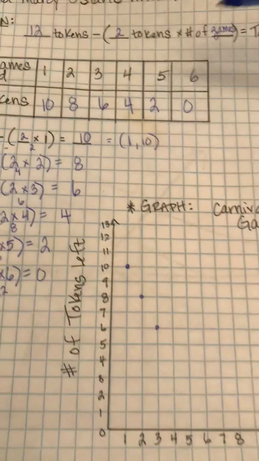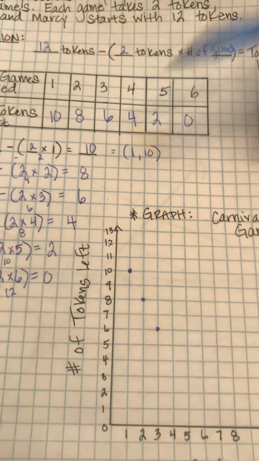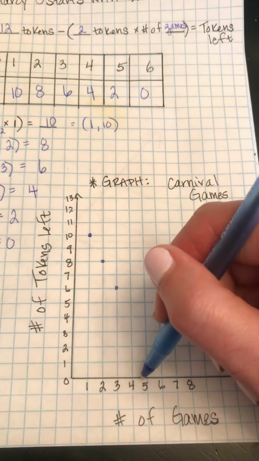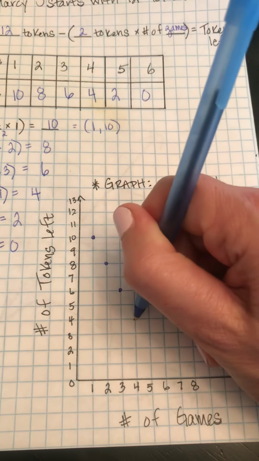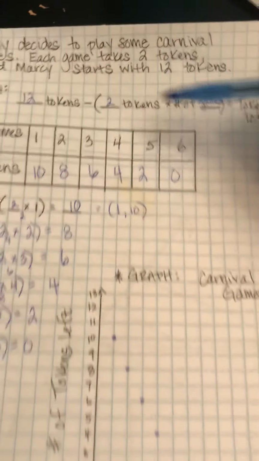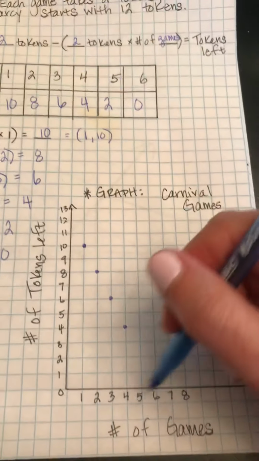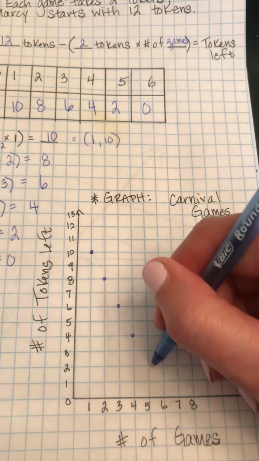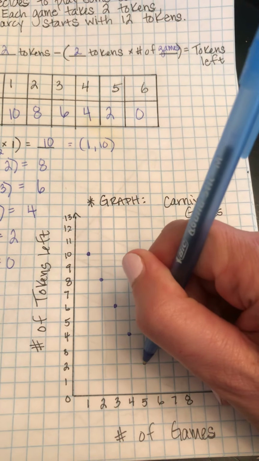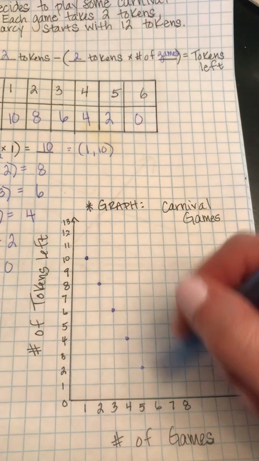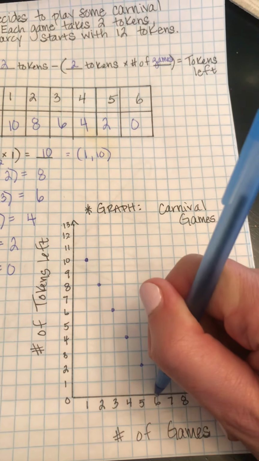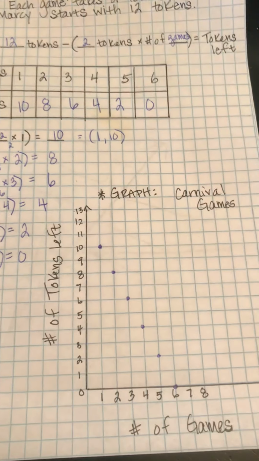And then if she plays 4 games, she'll have 4 tokens left. Can you see what the line's going to look like? So this will be 4, 4. If she plays 5 games, she'll have 2 left. So over 5, up 2. And then if she plays 6 games, she'll have 0 tokens. So this one actually falls right on the x-axis. Now, let's connect. I'm going to have that awkward moment again where I have to connect.